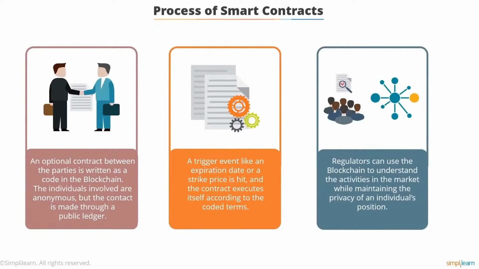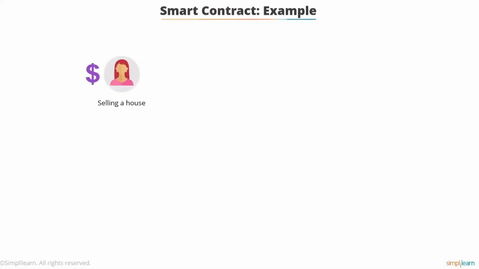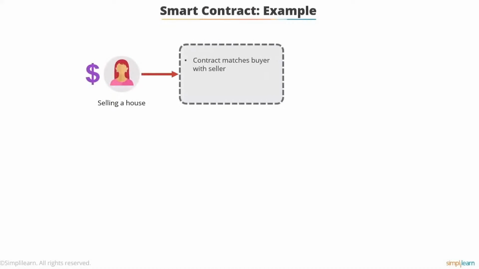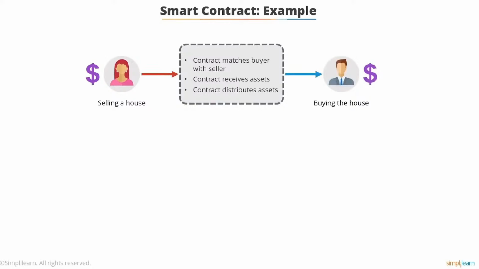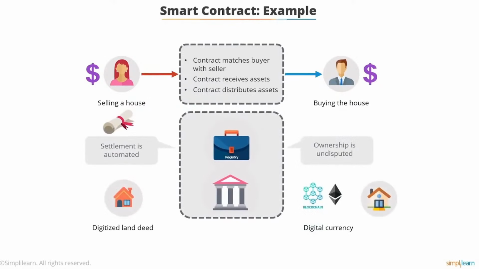Let me show you the implementation of smart contract in a simple use case. Smart contract example. Here we have an example showing the purchase and sale of a house. Thus, once a buyer is matched with a seller, all assets are sent into the contract. The contract then distributes the assets based on certain predetermined conditions agreed between both parties and coded into the smart contract. Thus, the settlement is automated and the ownership becomes undisputed due to the transparency of blockchain.